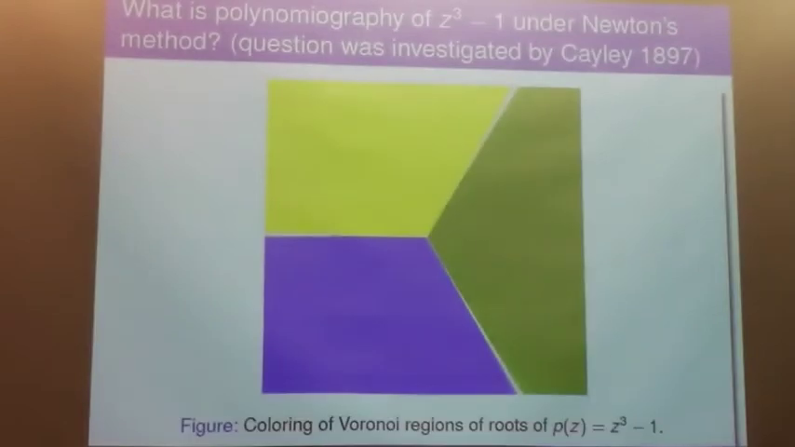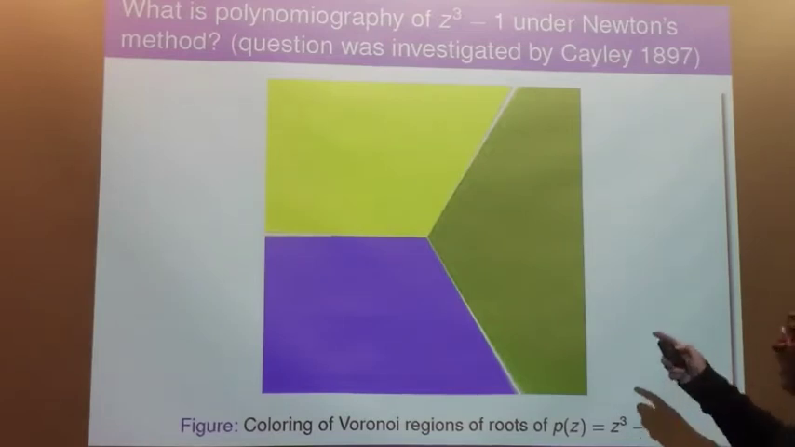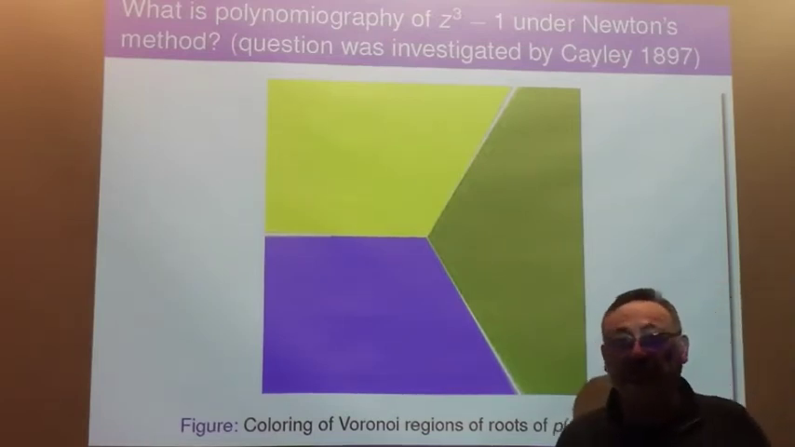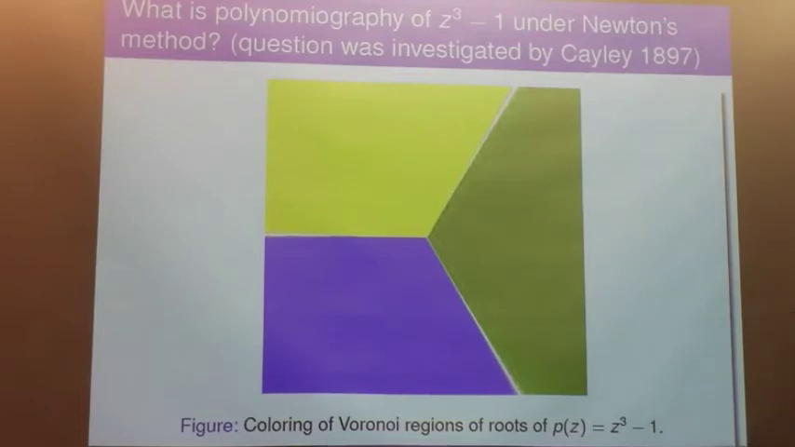Now the question: what is the polynomiography of Newton's method for z cubed minus 1? This question was investigated, the shape of these, by Cayley, in fact, who is credited as the first person who suggested doing Newton's method over the complex numbers. This is what Cayley thought.